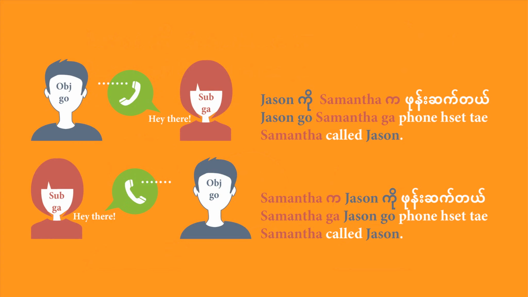So these two sentences you're looking at here both mean exactly the same thing, even though the order of the two nouns is flip-flopped. Notice though that in both sentences the subject Samantha is marked with ga and the object Jason is marked with go. That is why it really doesn't matter whether you say Samantha ga Jason go or Jason go Samantha ga.